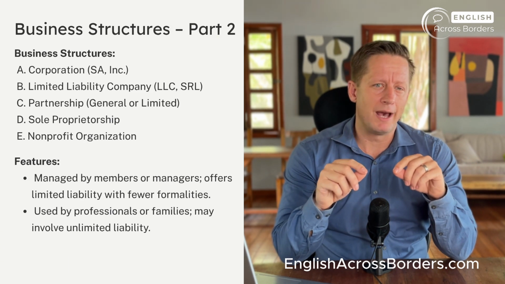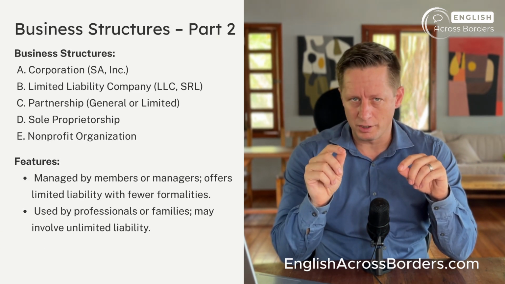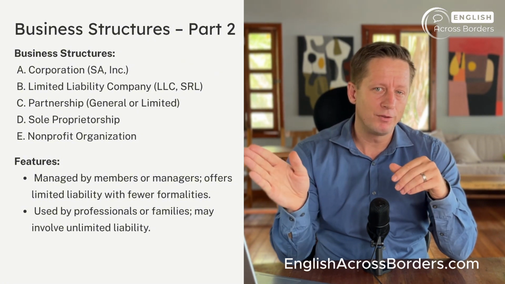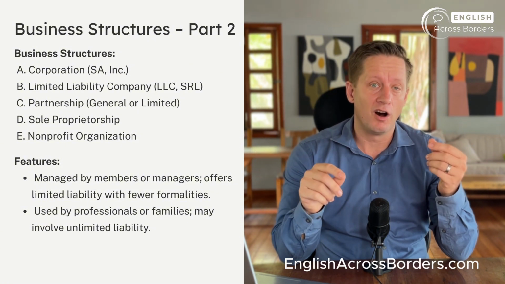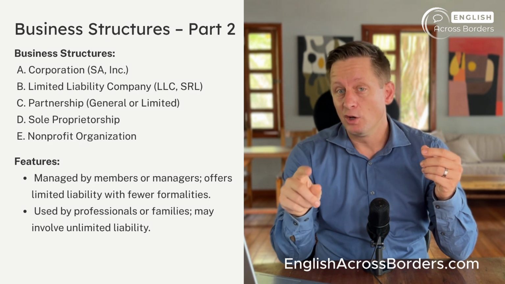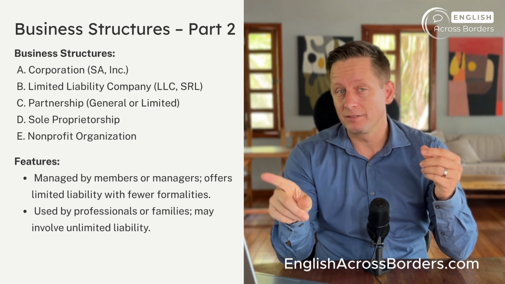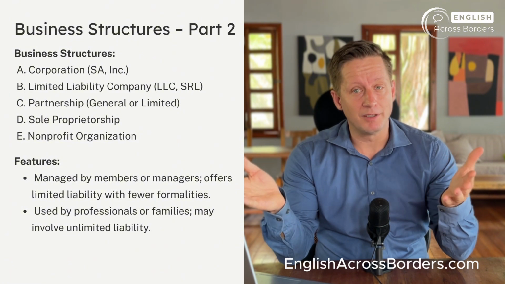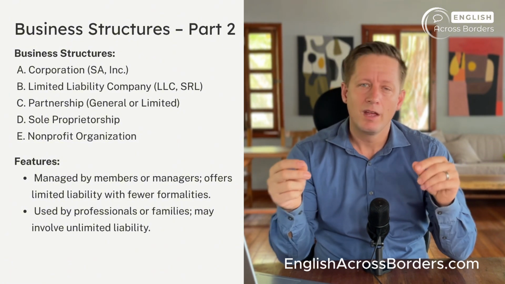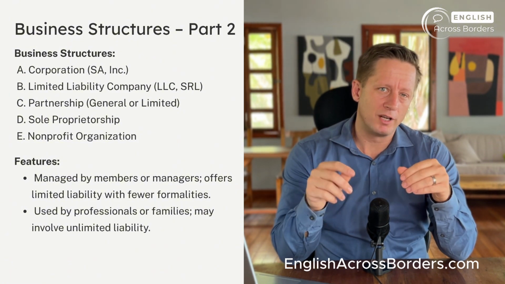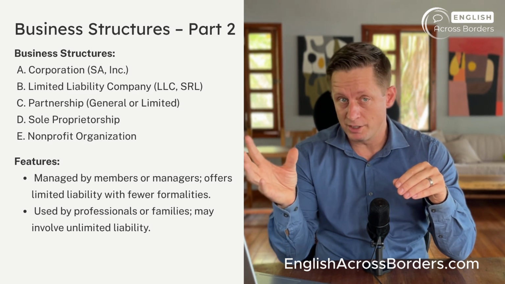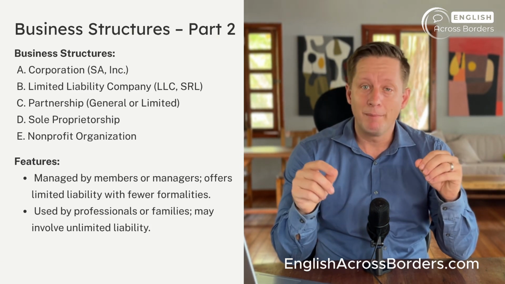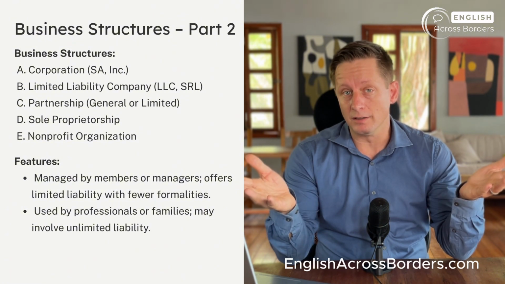Let's finish the matching activity with the last 2 structures. Which business is managed by members or managers and offers limited liability with fewer formalities? That's B, limited liability company, or LLC. This structure is popular because it combines the protection of a corporation with the simplicity of a partnership. In many countries, it's called an SRL.